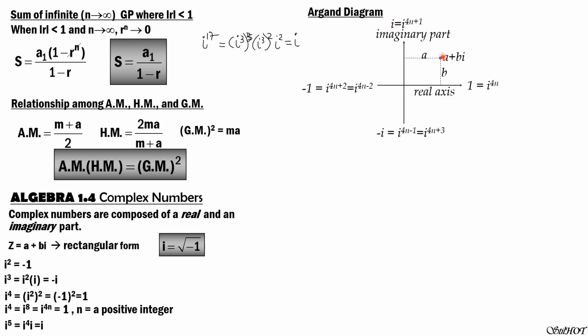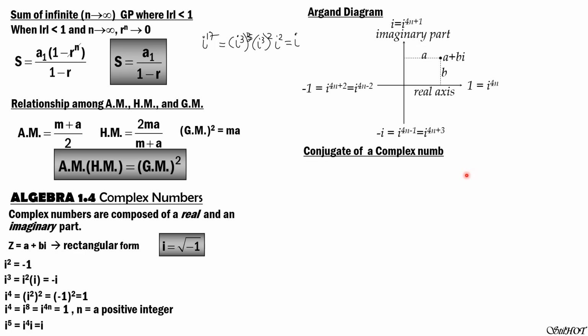How about i to the 1003, for example? Since 1000 is divisible by 4, it is 1. Here, because this is 1004, it's 1. So i to the 1003 is here. So it is negative i. So that's the technique.